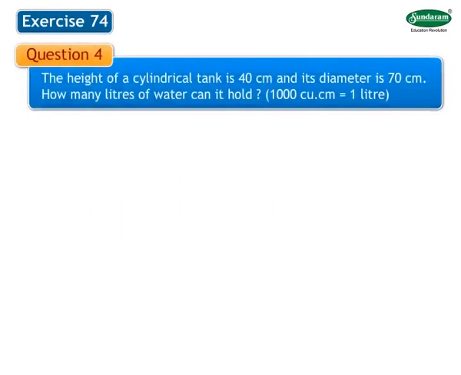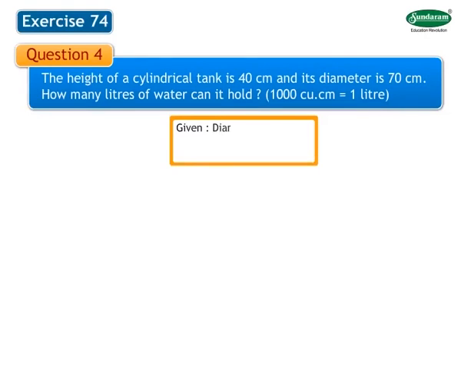4. The height of a cylindrical tank is 40 centimeter and its diameter is 70 centimeter. How many liters of water can it hold? 1000 cubic centimeter is equal to 1 liter. In this sum, we will find the volume as usual and then find the number of liters of water that the tank can hold by dividing the volume by 1000 because 1000 cubic centimeter is equal to 1 liter.